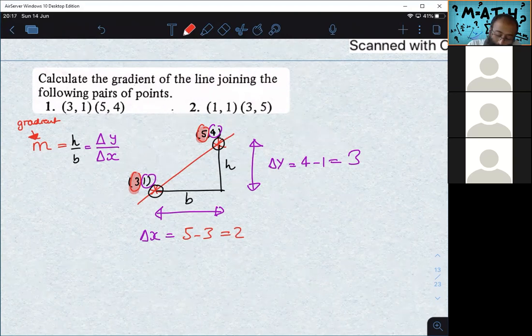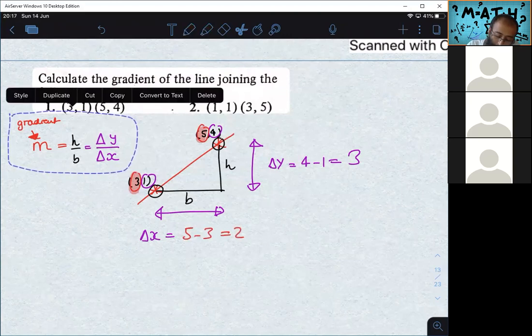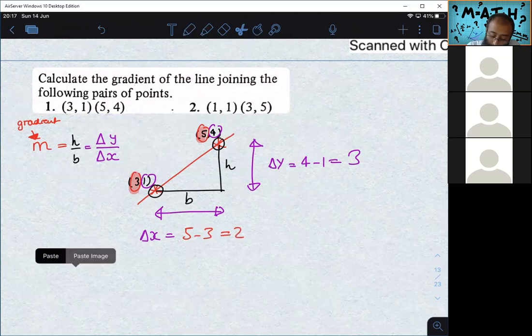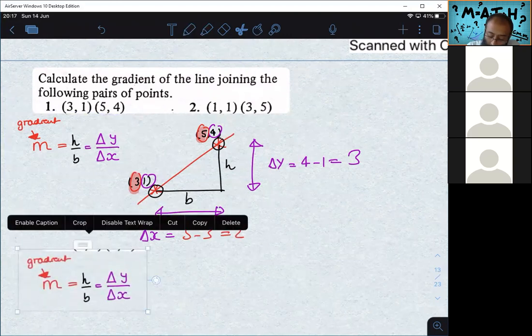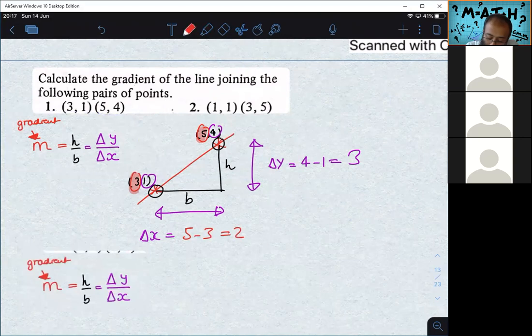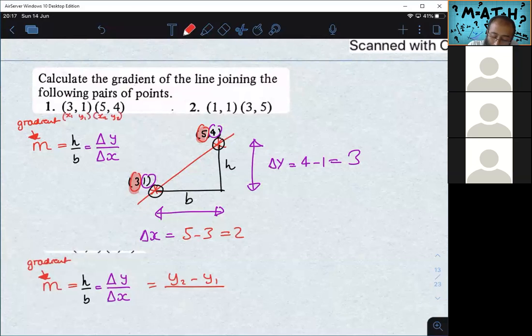Okay. So if you go back to our original formula over here, let me copy it out again. Copy. Paste. Okay, there we go. So the change in y is going to be y2 minus y1. It's the difference in the y values. So for example, if you call this one x1, y1, this will be x2, y2. Okay, let's just rub this out and make some space here.